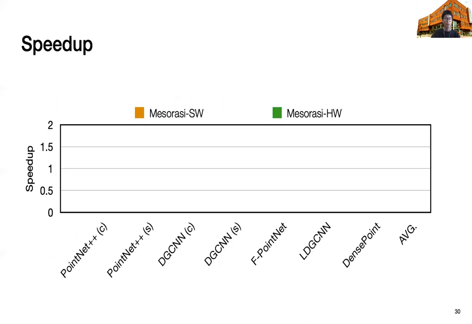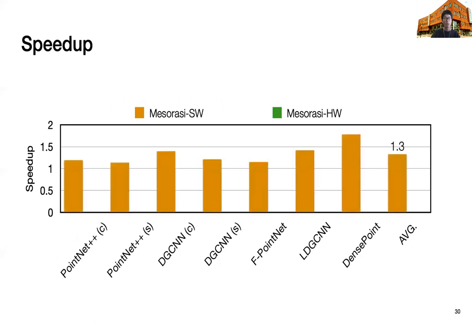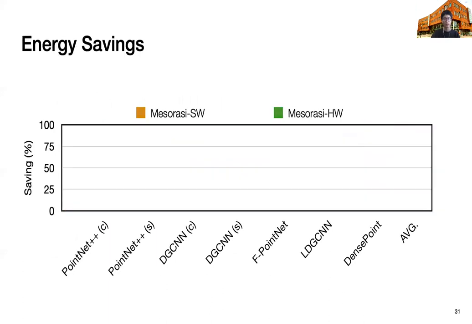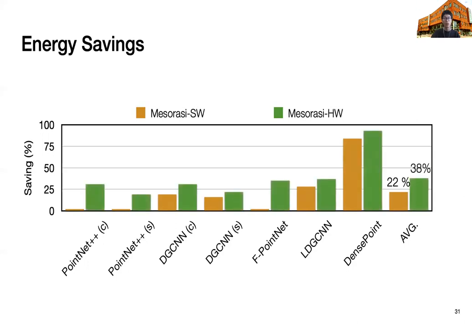Here we show the speedup. Again, the x-axis shows different networks, and the y-axis shows speedup. As we can see, our Mesorasi software can only achieve 1.3 times speedup. With additional hardware support, our Mesorasi hardware can achieve 1.9 times speedup. Here we show the energy saving. Again, the x-axis shows the different networks, and the y-axis shows the energy saving. Without hardware support, Mesorasi software can only save 22% of energy. However, with additional hardware support, we can achieve 38% energy saving.